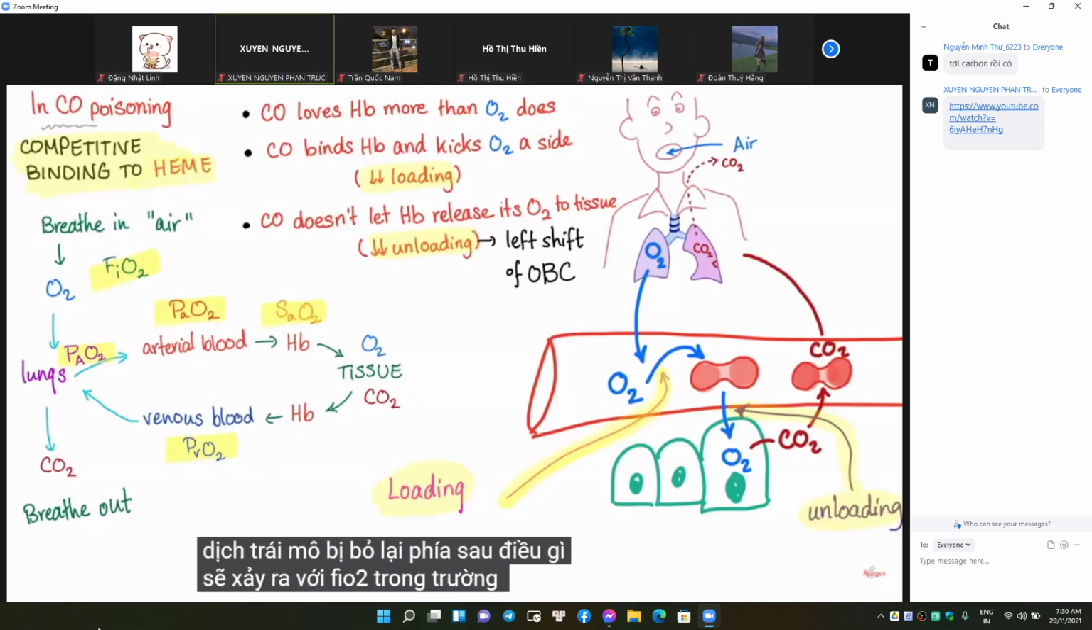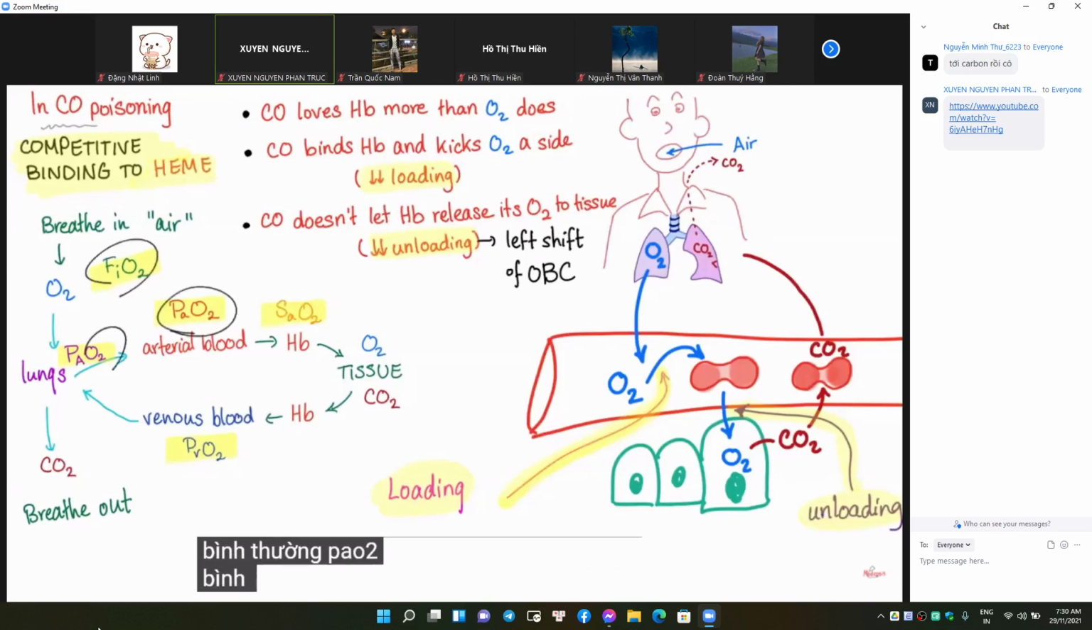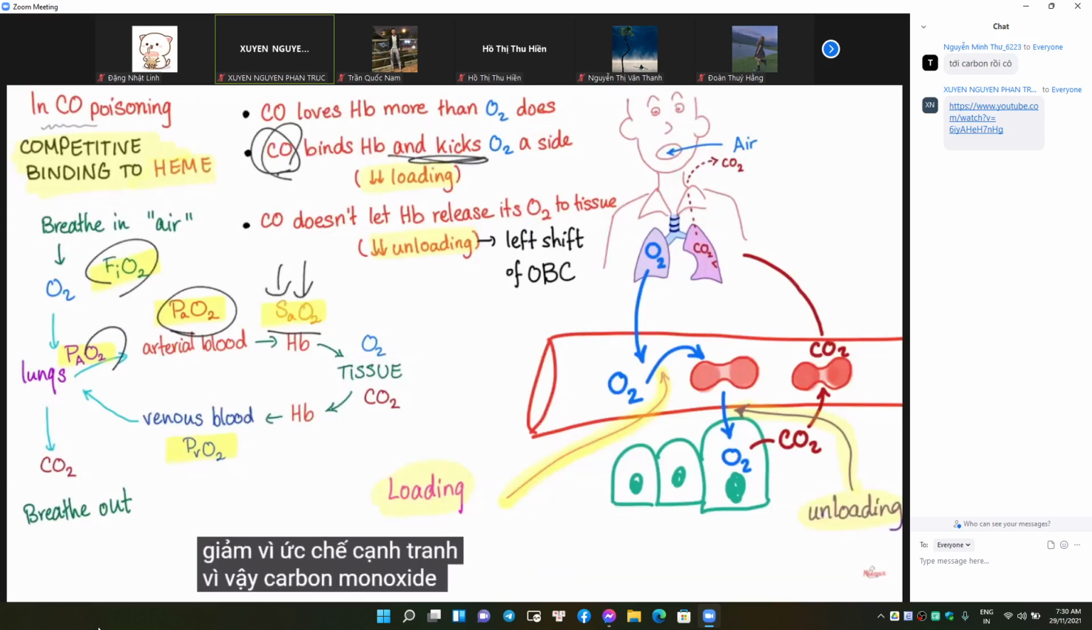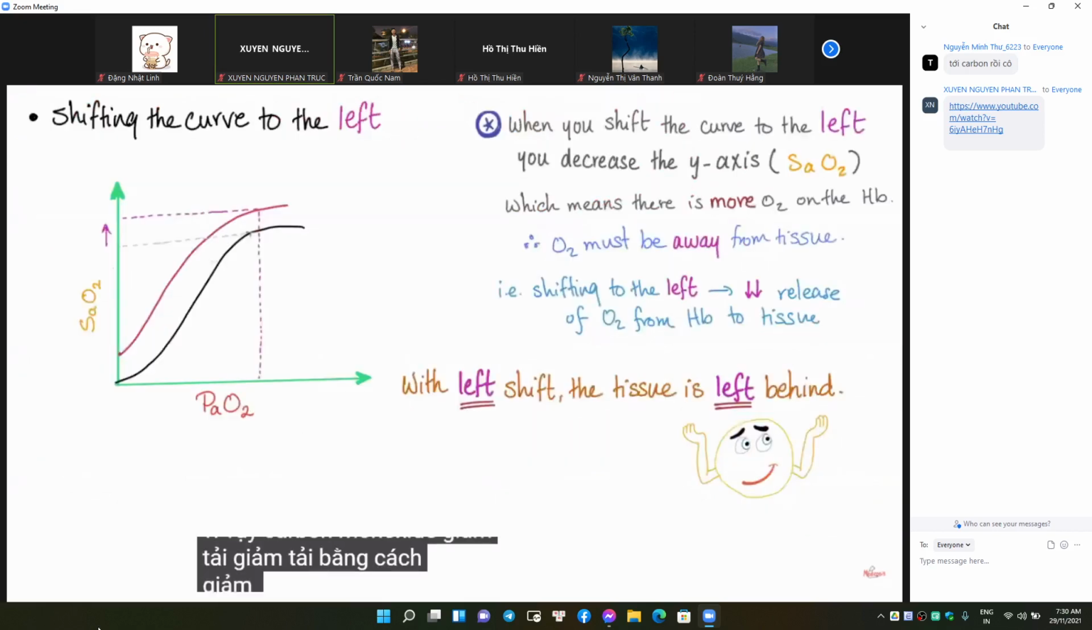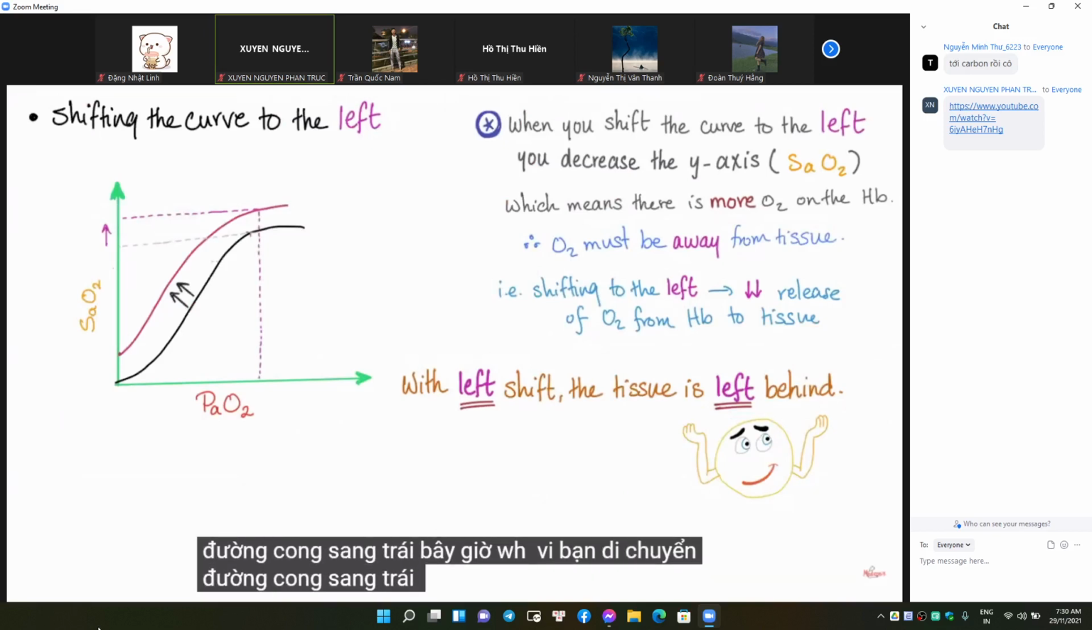What will happen to the FiO2 in case of CO poisoning? Normal. How about P big AO2? Normal. PaO2? Normal. SaO2 is decreased. The saturation is decreased because of competitive inhibition. So carbon monoxide decreases loading, decreases unloading. By decreasing unloading, this is decreasing the release of oxygen and shifting the curve to the left. Now when you shift the curve to the left, you do what? You increase the y-axis.